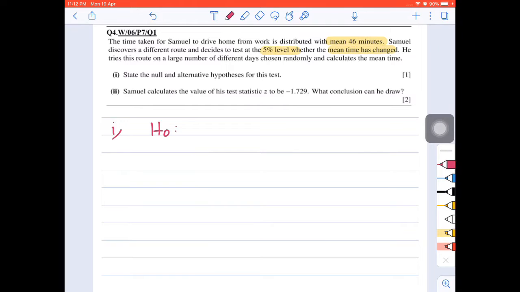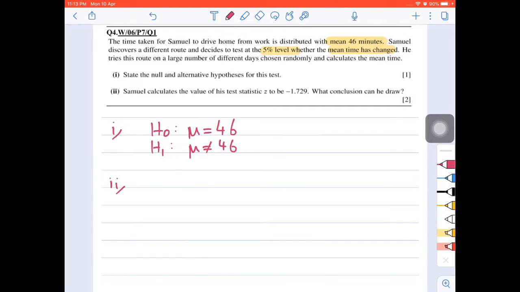So H0 is the null hypothesis, H1 is the alternative hypothesis. So the null hypothesis is always about equality. So the mean time was 46 minutes, so the null hypothesis will be mu equals 46. And then it's given that he has to test whether the mean time has changed. So there's no mention of greater than or less than. That means that mu is not equal to 46. It's changed. It's either greater than that or it's less than that. We don't know for sure, but it's testing for both of them, right? So this will be a two-tailed test. So first part done.